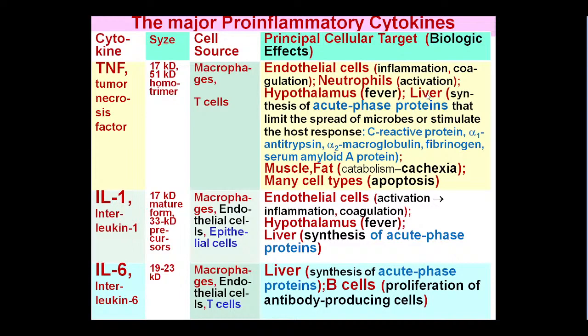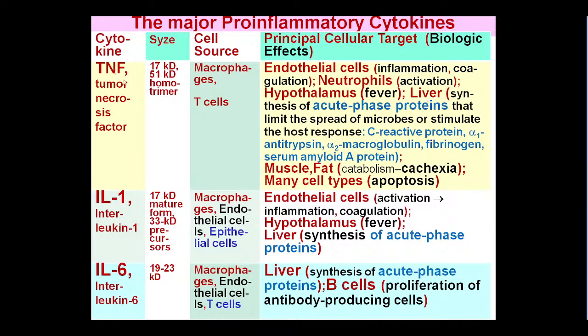Tumor necrosis factor stimulates in the liver the synthesis of so-called acute phase proteins. Acute phase proteins are proteins that are very low in concentration in normal conditions, but their concentration increases about 1,000 times during the inflammation. As the result of the activation by tumor necrosis factor, these acute phase proteins are synthesized in the liver. What is the major effect of these proteins? They limit spread of microbes or microbial products in the host organism. The most important proteins of this group are C-reactive protein, alpha-1 antitrypsin, alpha-2 macroglobulin, fibrinogen, serum amyloid A, and others.